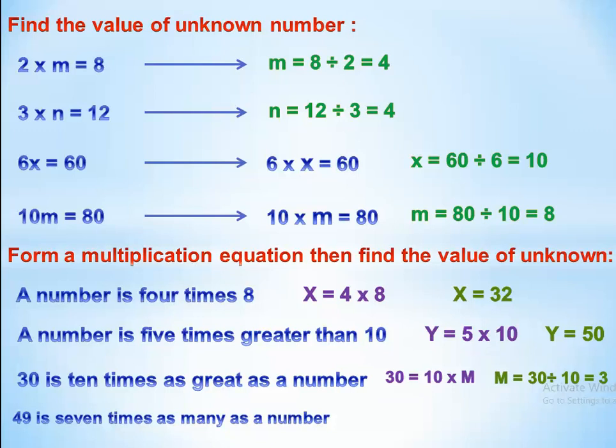49 is 7 times as many as a number. 49 equals 7 times n. It means n equals 49 divided by 7 equals 7.